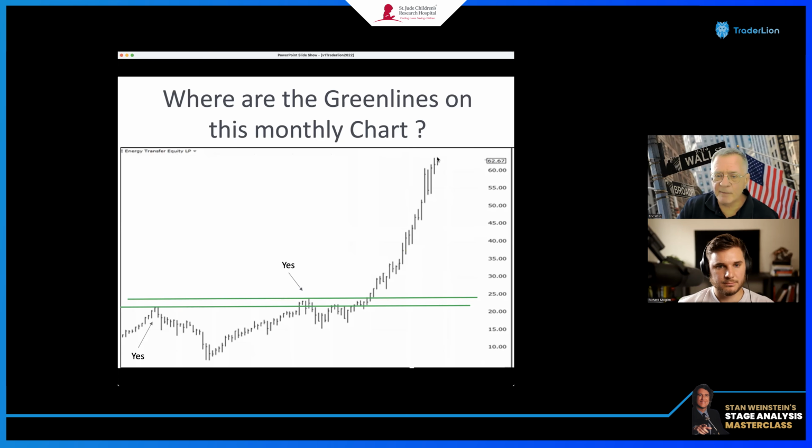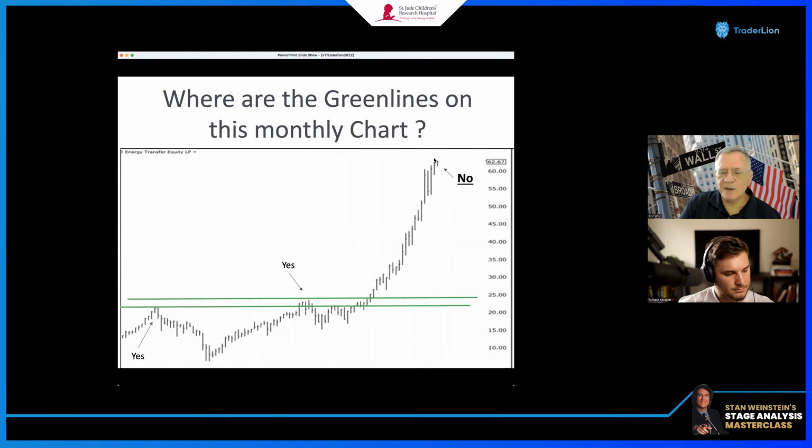Is this a green line up here? By the way, David did all these. No, it hasn't gone 3 months after this bar, after this peak bar. You have to have the rest after the peak bar.